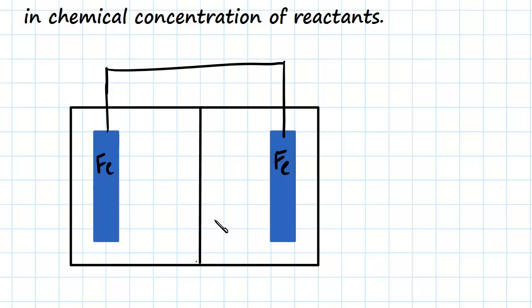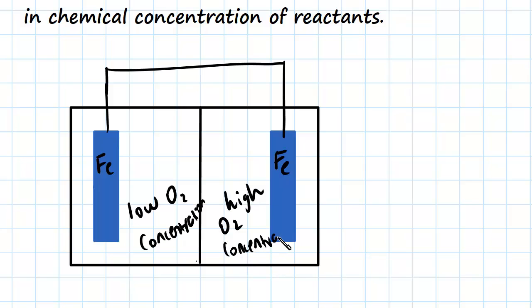So let's say we have these two iron bars here, and on the left side, the element is in a low oxygen concentration. And then as you can probably guess, on the right side, we're going to have a high O2 concentration. So what's going to happen in this case?